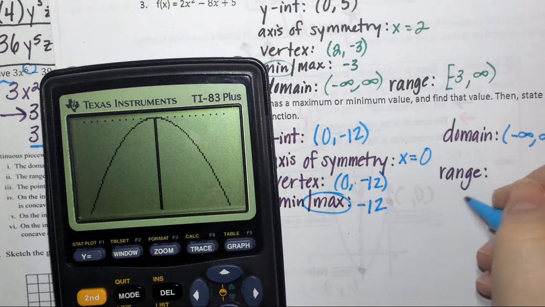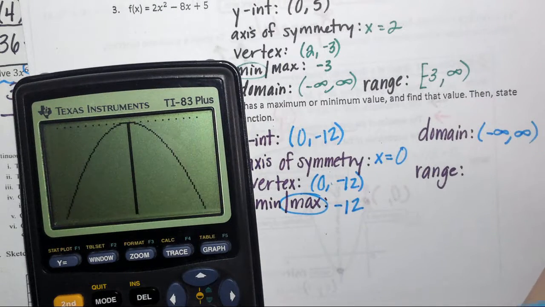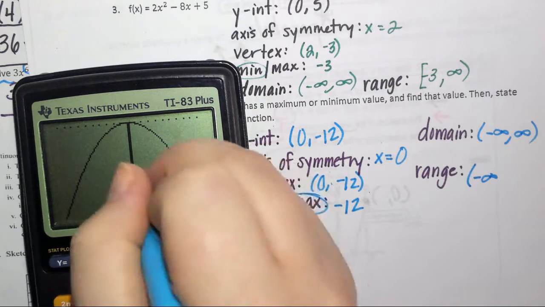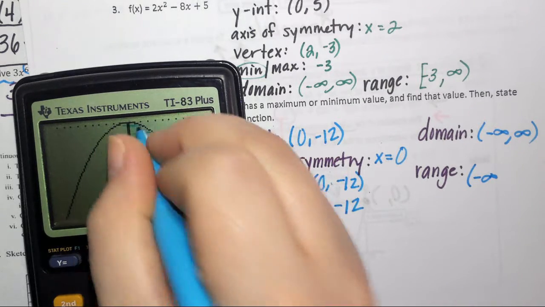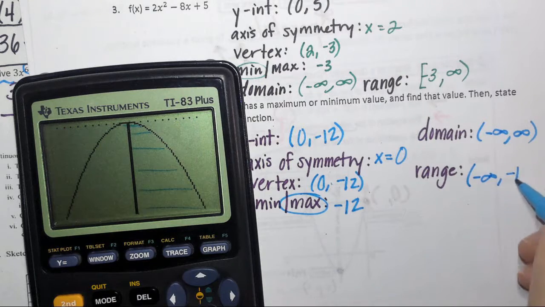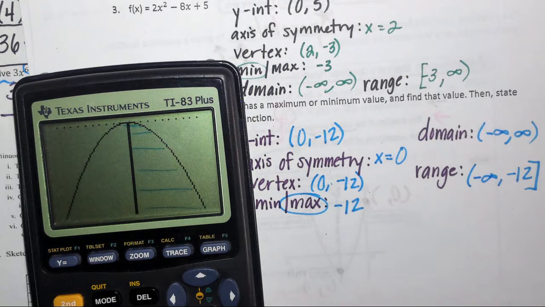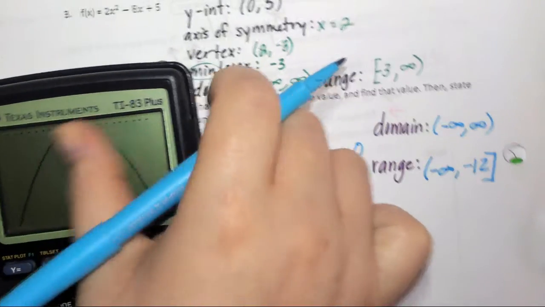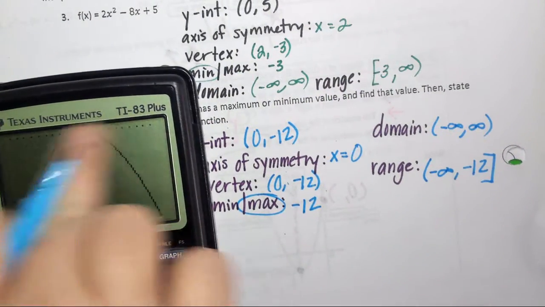Okay, so we still have to do range. So my range is from what to what? Yes, Paige gets the point. So it's negative infinity because I can touch it down here, but eventually I can't touch it anymore. So it's negative infinity to negative 12. That's where I stop touching it. Okay, are there any questions about this?